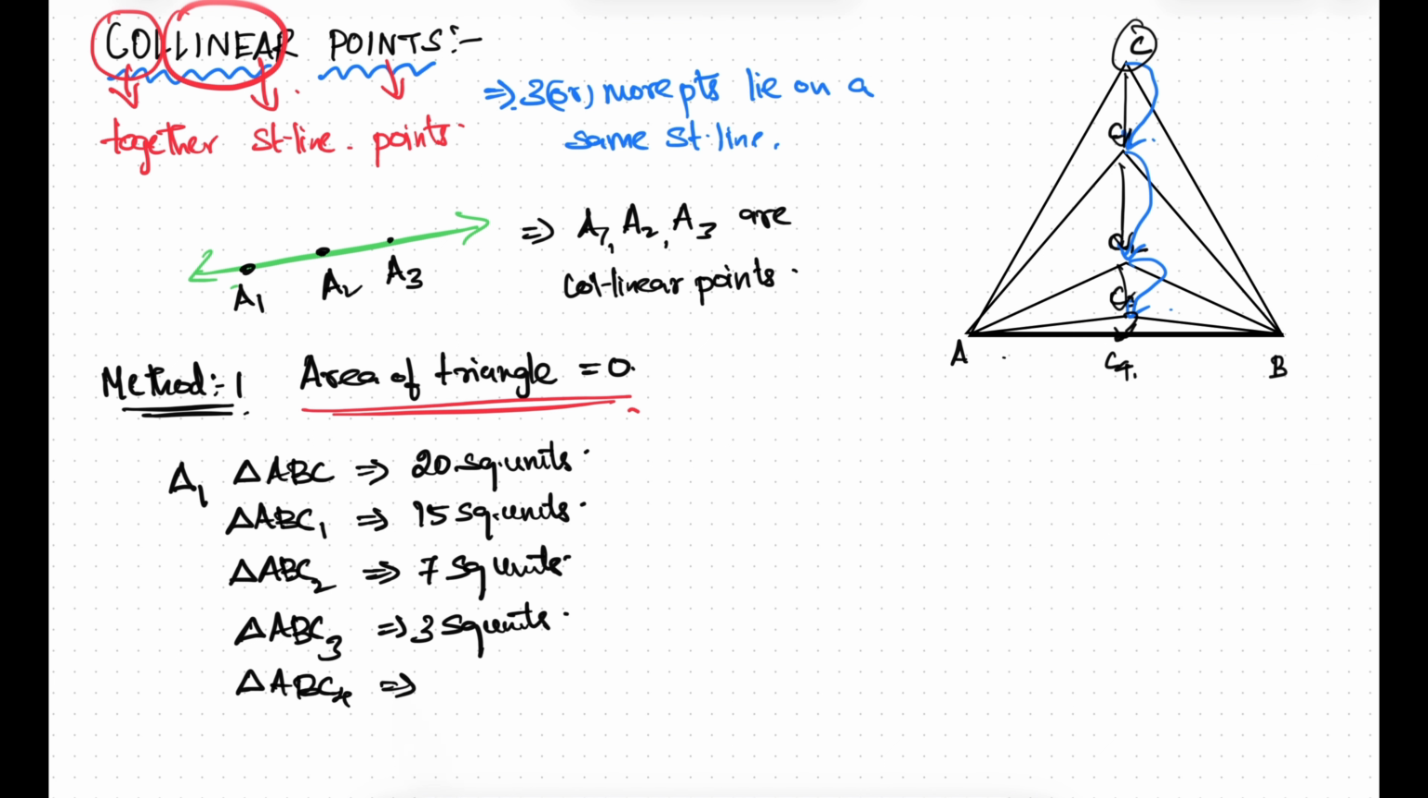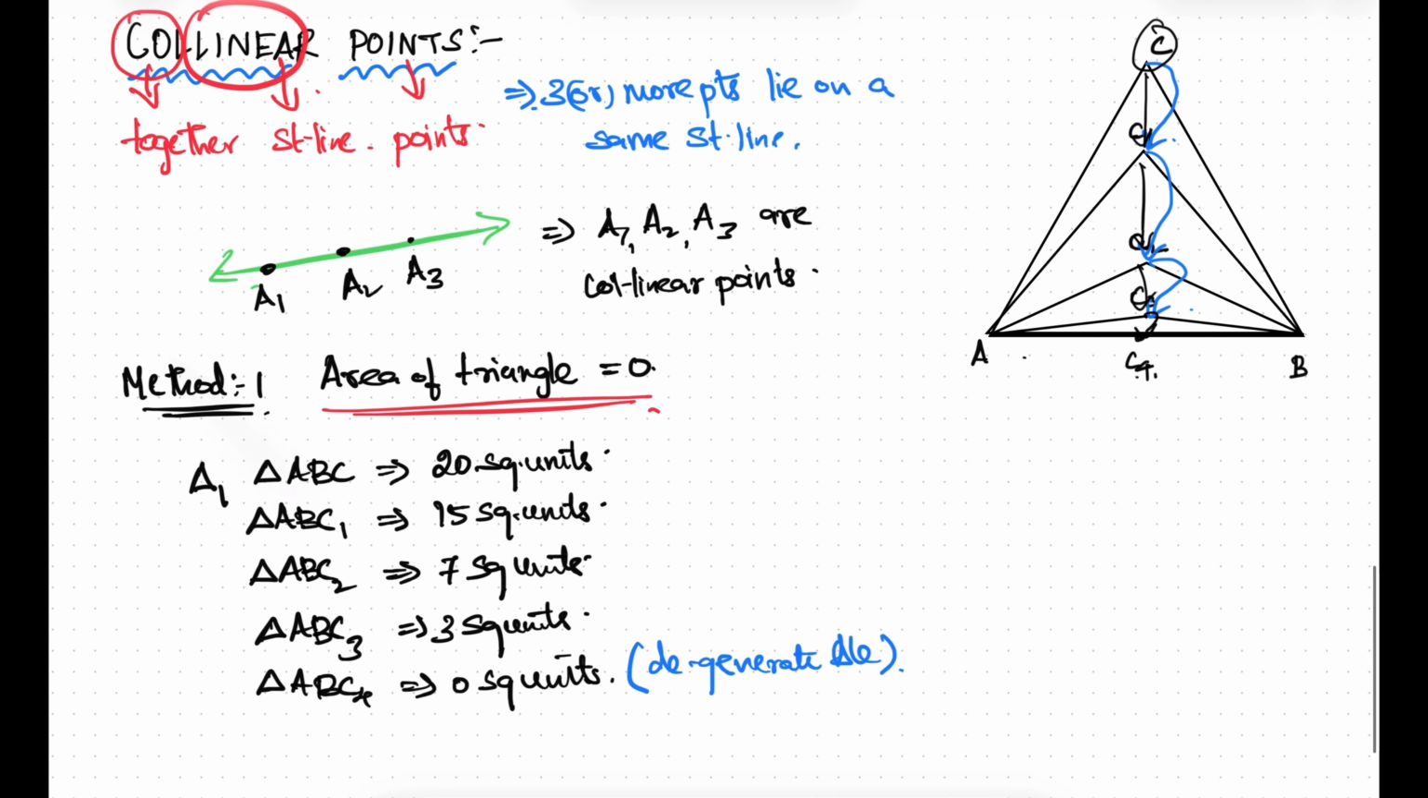Now this triangle has no height. It has a base but no height, so the area of the triangle becomes 0. So can I call ABC4 a triangle? Yes, but not exactly. We can call it a degenerate triangle. A triangle which has no height can be called a degenerate triangle. So collinear points are actually a special case of a triangle. They are a degenerate triangle, and that is why the area of the triangle is 0 when 3 points are collinear.